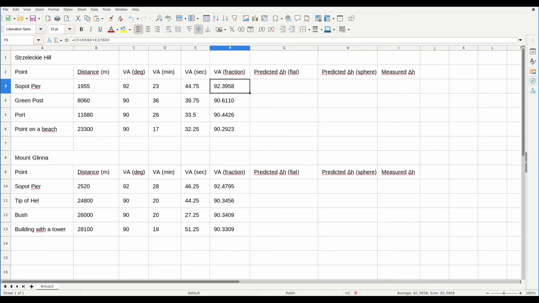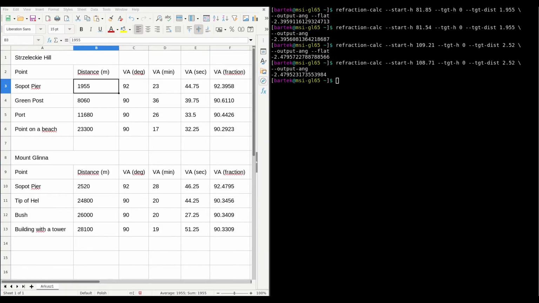I entered the data from the measurements into a spreadsheet. The F column contains the angle in degrees as a decimal fraction. I will use the angle to the Sopot pier to determine the altitude above sea level of both observation positions in both the flat and the globe model. In order to do that, I used my own refraction calculator. I will put the link to the source code of the calculator on GitHub in the description.